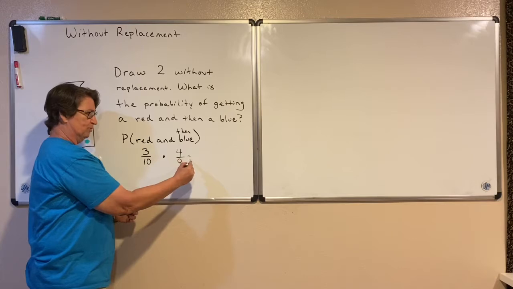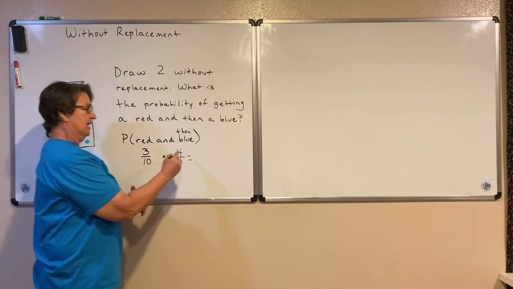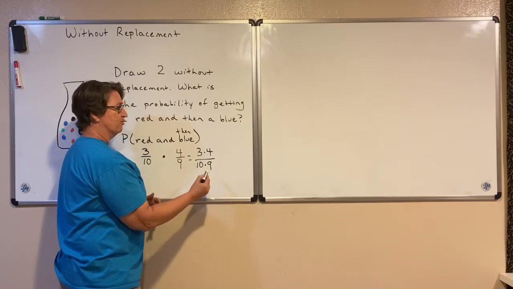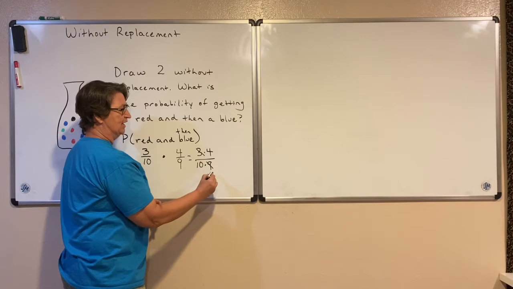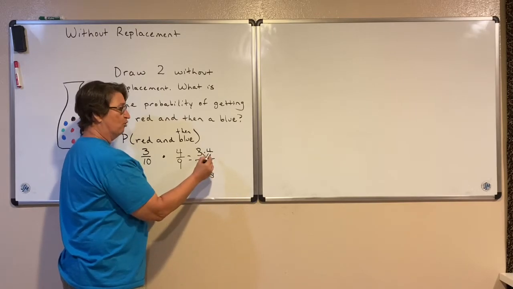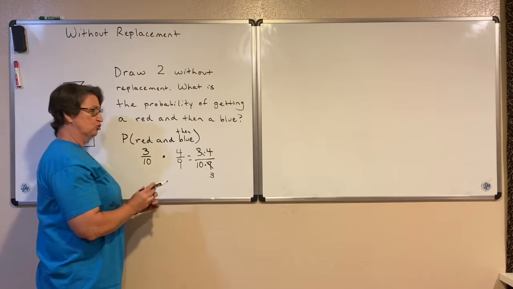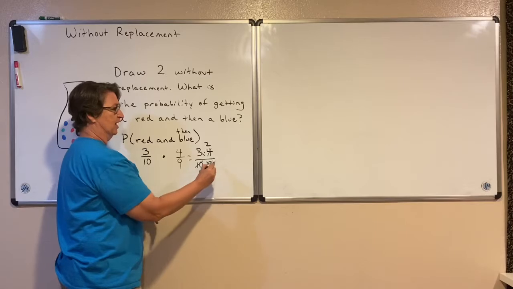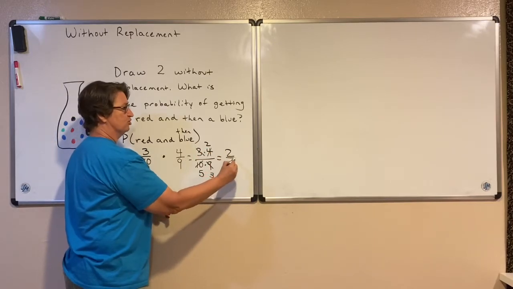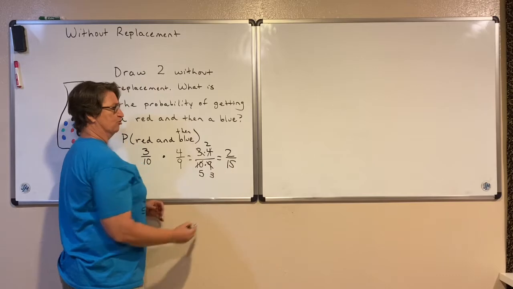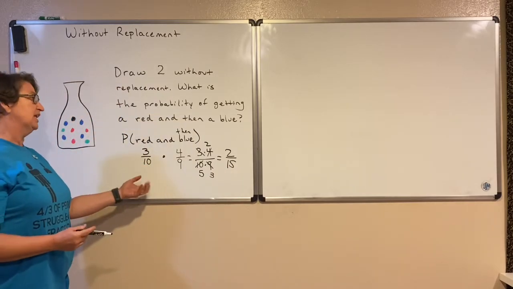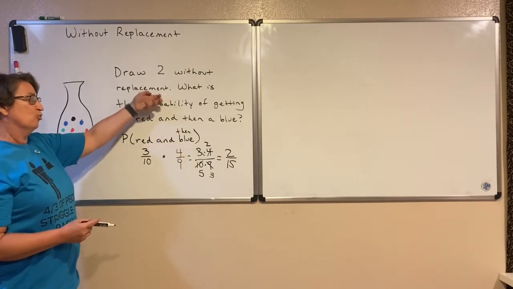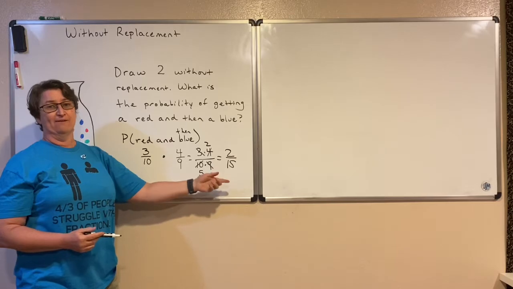So now I just multiply. Again, when I multiply, instead of multiplying the numbers and then simplifying, I like to simplify first. So 3 goes into 9 3 times, and 4 and 10 both have a factor of 2. So 2 goes into 4 2 times, and 2 goes into 10 5 times. So on top, I just have 2, and on bottom, 5 times 3 is 15. So the probability of getting those 2, red and then blue, when it's without replacement, is 2 out of 15.